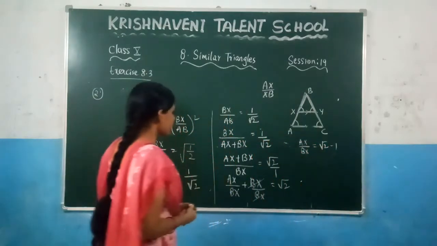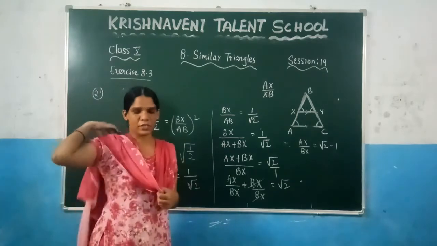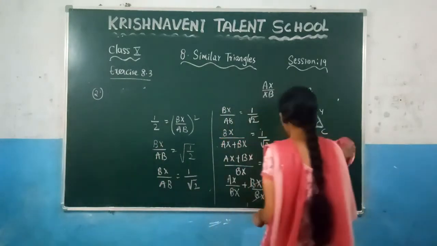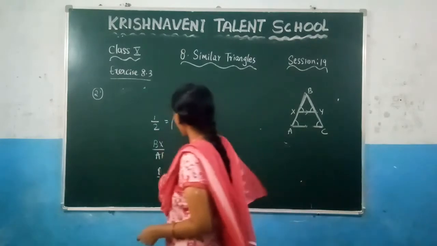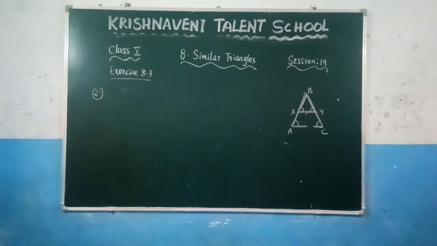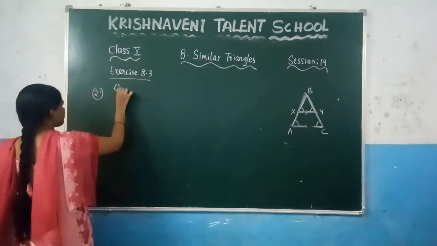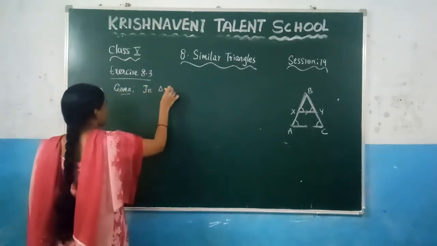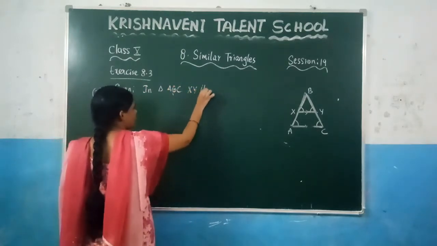Like this you can find the ratio of these two values. So let us write a proof of this theorem. So let us write what is given here. What is given here? In triangle ABC, XY is parallel to AC.